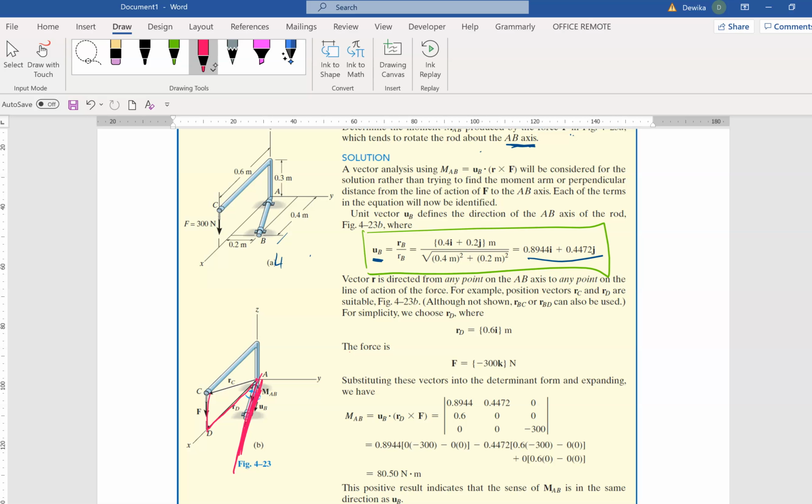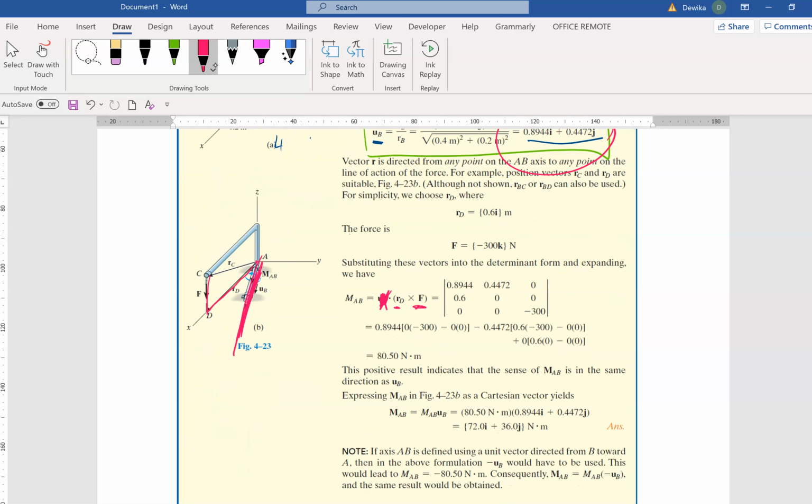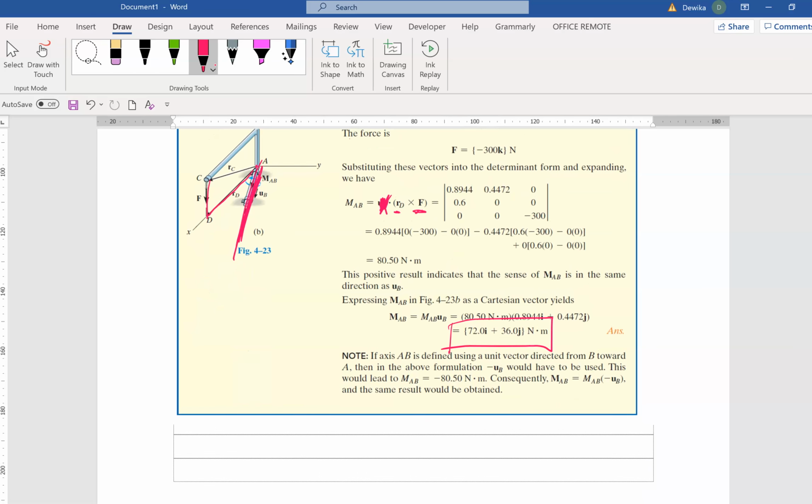You understand or not? Now we're going to do the first portion. Forget about the second portion. We're going to do the first one, which is rD cross F. Once you solve rD cross F, you take the answer and dot it with this. You do it step by step. You should get the answer, which is 72i plus 36j. So that's the working.